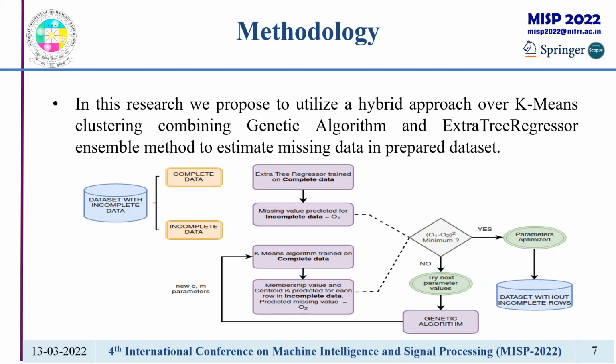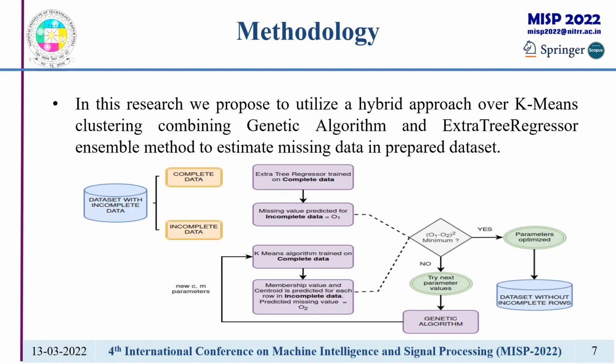So first of all, the Extra Trees regression and K-means models are trained on the complete row data set to predict output. And then K-means is used to estimate the missing data for the data set with incomplete rows. And the K-means outcome is compared with the output vector received from the Extra Trees regression. And optimized values for C and M, basically cluster and membership value, are found between the Extra Trees regression and K-means output. So after finding the output from the Extra Trees regressor, O1, and the output after testing on the incomplete data set with K-means, O2, we then find the optimization of the error.